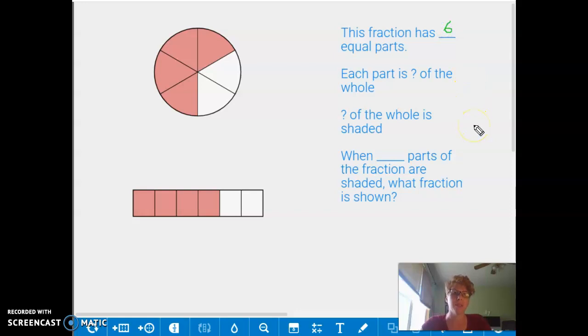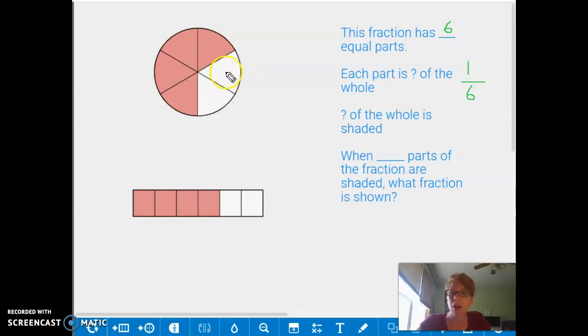Now, next question. Each single part, so each piece, is how much of the whole? I know I have more colored in than just one piece, but ask yourself, how much does just one piece represent? If my fraction is broken up into 6 pieces and I only have one of them, it'd be 1/6. 1/6. Or 1 piece of 6. That's another way of thinking it. So 1 piece of 6.